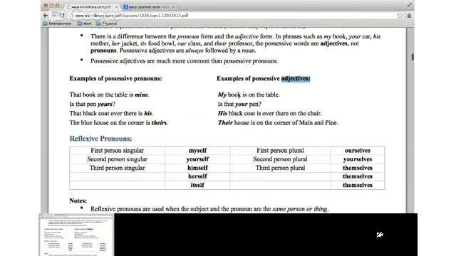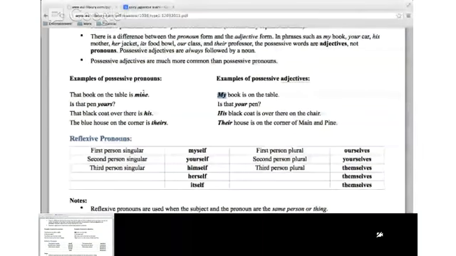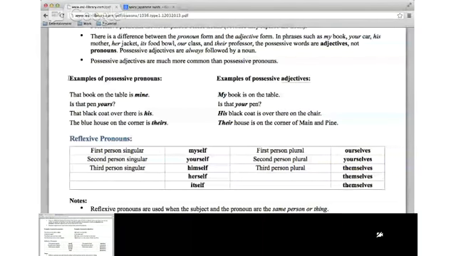Plus, when you see that there is a noun like book or pen, black, house, if you see a noun after that word, in this case the adjective, then that would be an adjective. Okay, so let me have Shadan read through both the examples of possessive pronouns and examples of possessive adjectives.